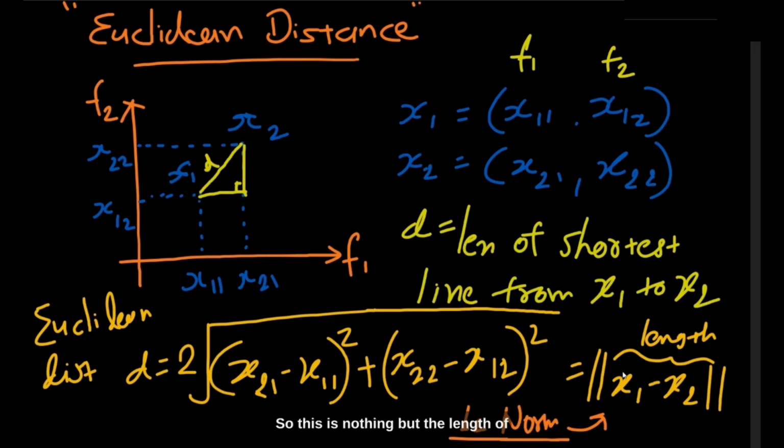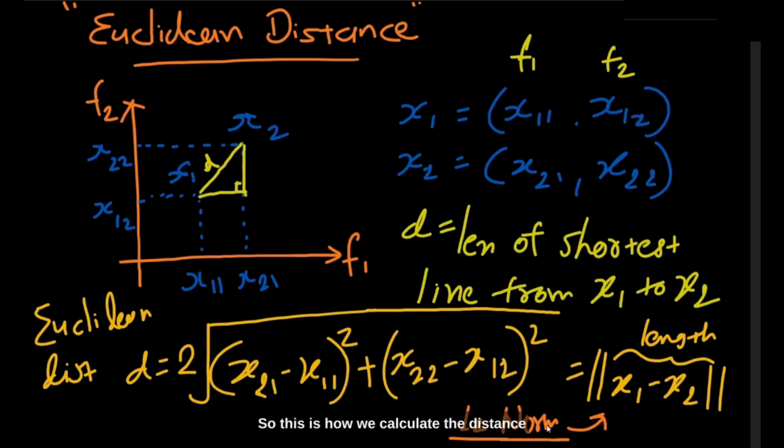So this is nothing but the length of x1 minus x2, and in machine learning we call it the L2 norm also. This is the distance from the origin. If we take the length of x2 and the length of x1 from the origin and subtract both of these, then what we find is the distance of x2 minus x1, which is nothing but this d, right? And we call it the L2 norm also.